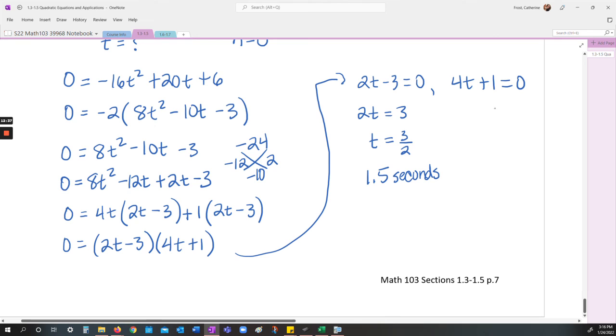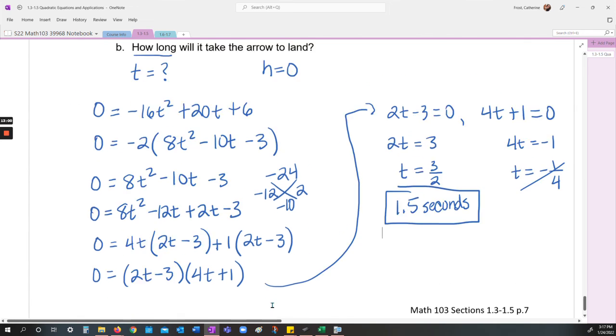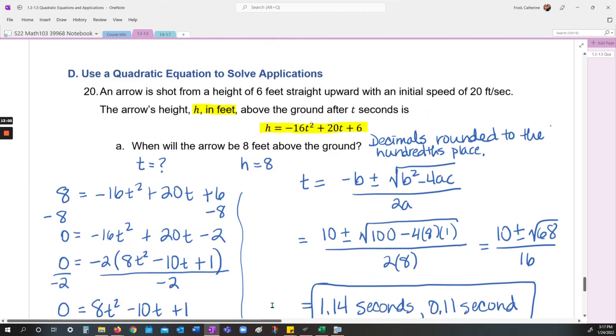So let's look at this other factor. If we subtract 1, we're going to get 4t equals negative 1, and so t is negative 1/4. You're not going to go back in time with this arrow, so negative 1/4 is not reasonable. That means we only have that single answer. Okay, so that is that last question from our notes.